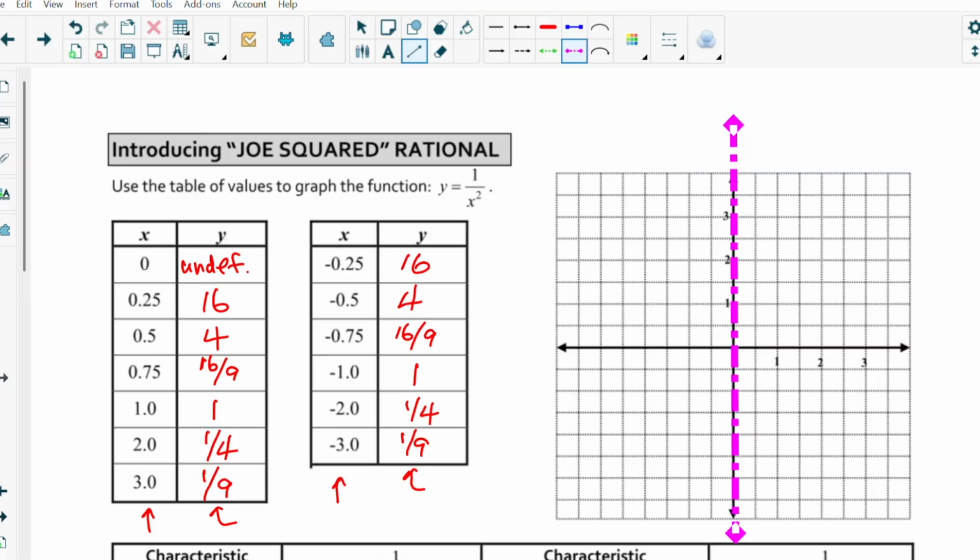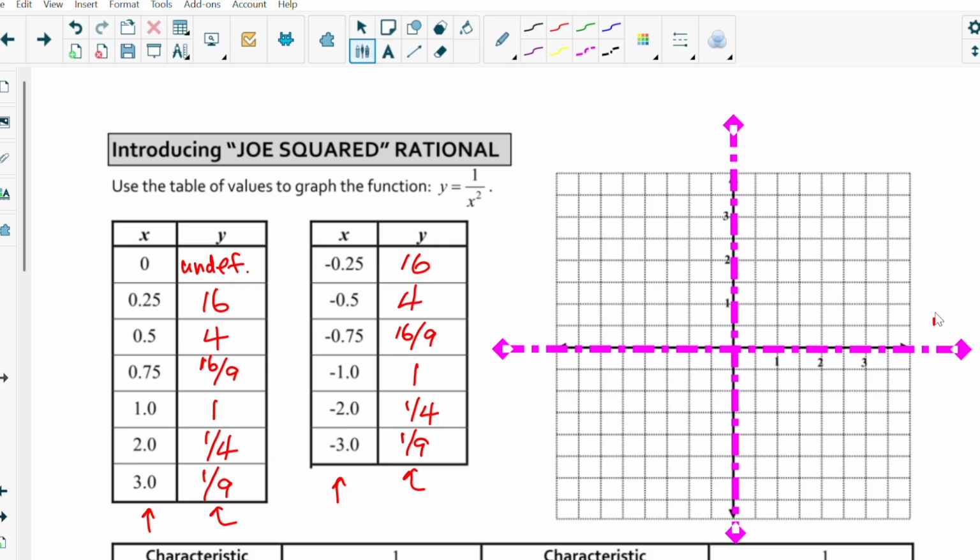Okay, that is one asymptote, and then y cannot equal 0. That is another asymptote, so I'm going to put that in there. And let's label that first. So that's y equals 0 and x equals 0. Those are my two asymptotes.